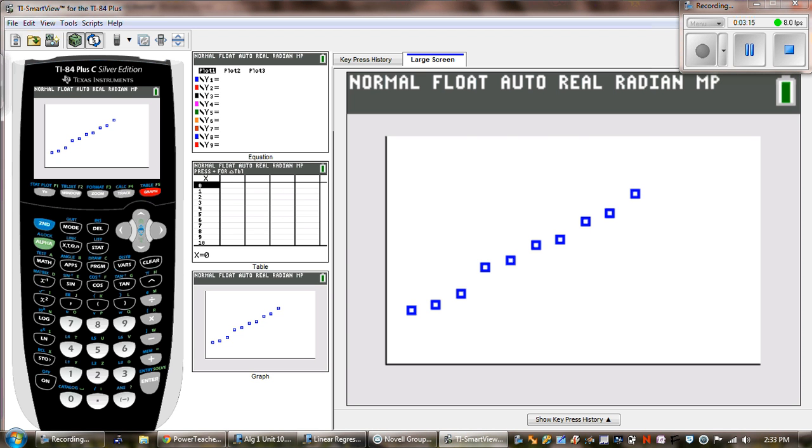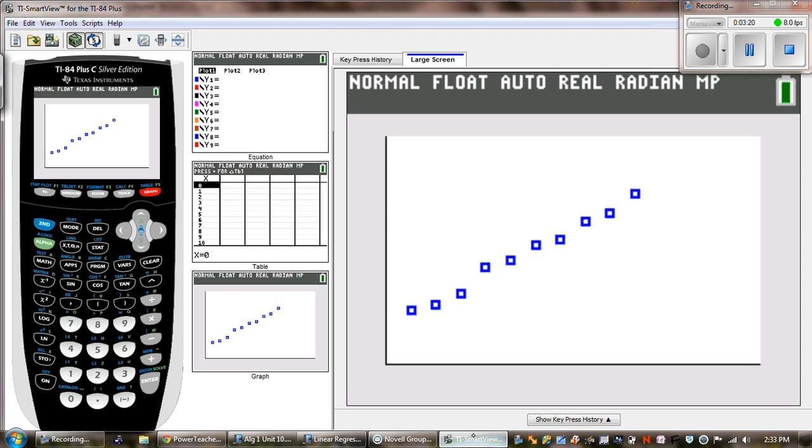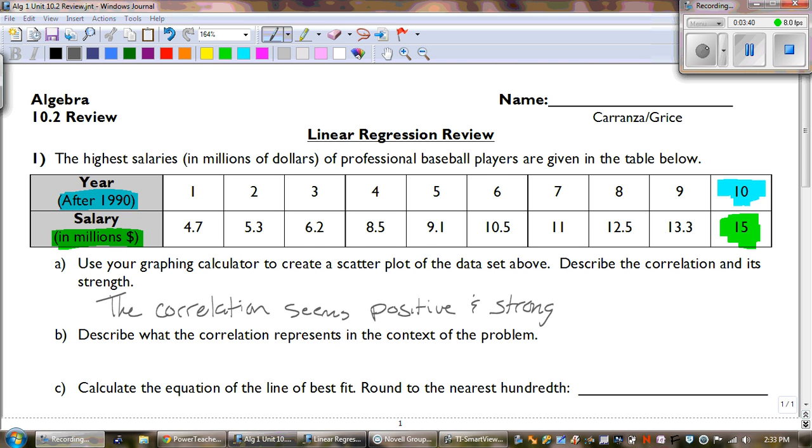So what can you tell me about this correlation? Is it positive or negative? Yeah, it's positive. And then what do you think? It's not perfect. It's not weak. I don't think it's moderate. I think this one is strong. So I would say that the correlation appears positive and strong.